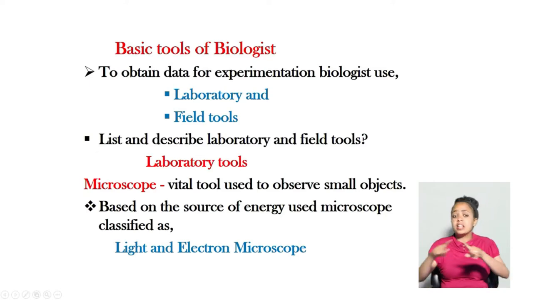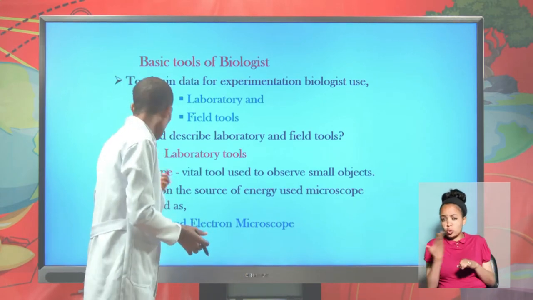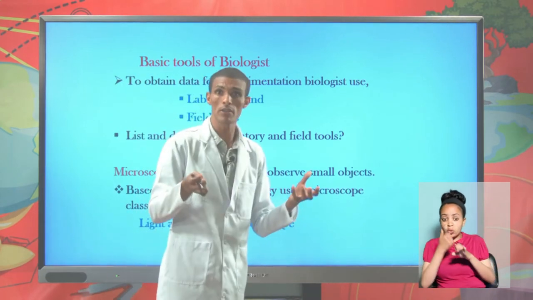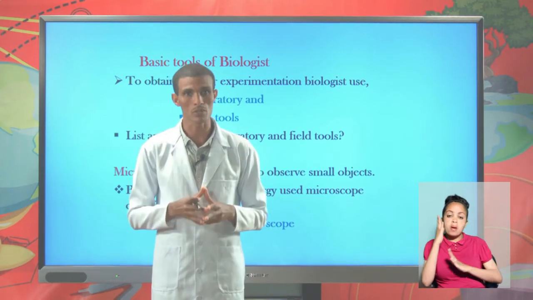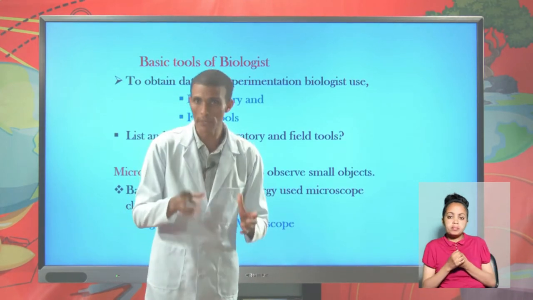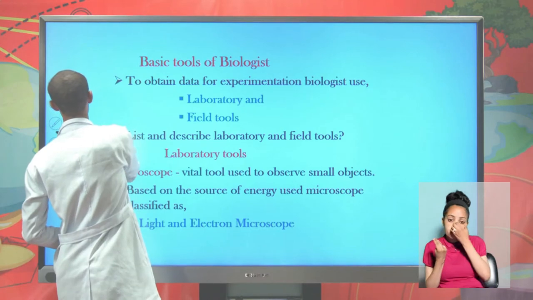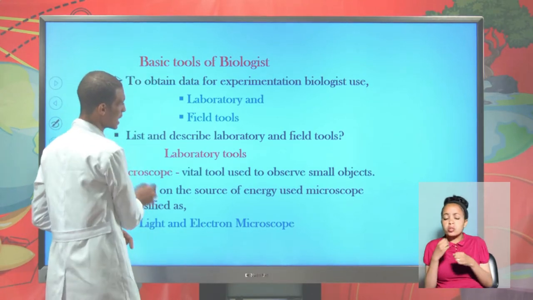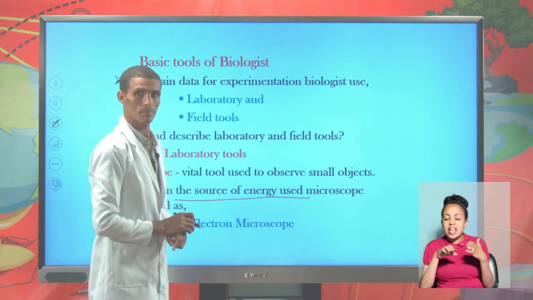Let's see one by one. When we say laboratory tool, the most important laboratory tool that biologists can use, and highly important in the development of biology, is the microscope. Microscopes may be classified into light microscope and electron microscope, based on the source of energy they use.